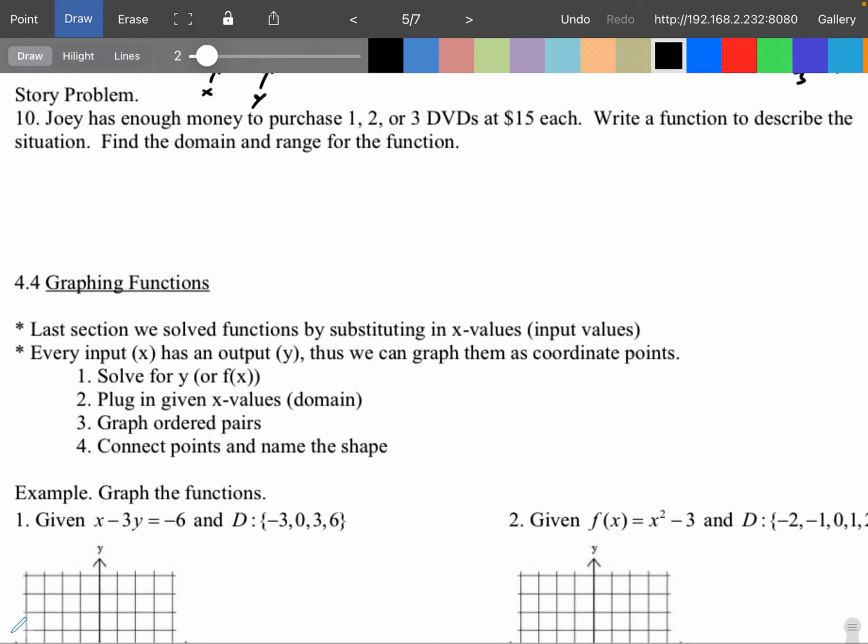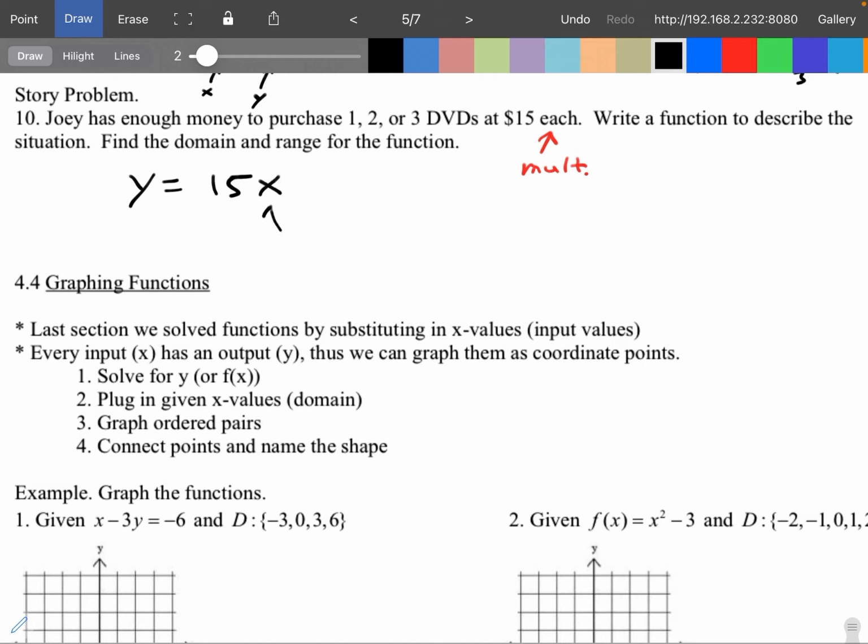And then to wrap it up, we got to write another function. But this time the domain is restricted, okay? So this time the domain only has those 3 given values, that's all. So let's see, what can we do here? It says you're going to buy DVDs at $15 each. So what does that tell you right here? Yeah, what operation is that? Yeah, it's multiplication. So that's multiplication for sure.